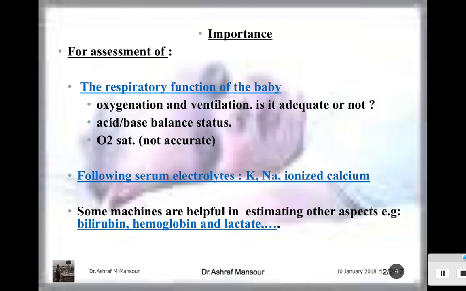So the importance of blood gas, as all of us know, is that it reflects the assessment of the acid-base balance of the baby, the oxygenation, the ventilation, and oxygen saturation, which is not accurate in blood gases, and these are the respiratory function of the baby. We can also follow the level or the trend of electrolytes like sodium, potassium, or ionized calcium, and in some machines we can also follow the result of bilirubin, hemoglobin, or lactate.